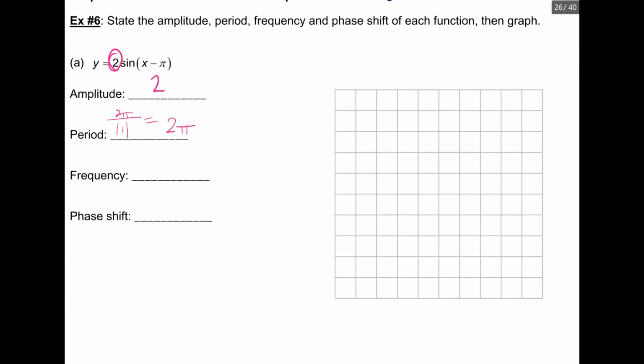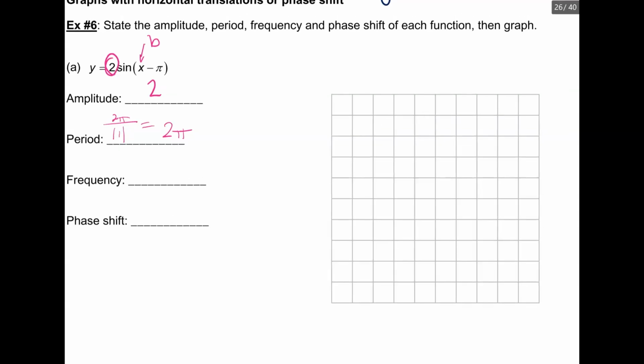2 pi? Yeah, because here the coefficient in front of the x is your b, and here it's just a coefficient of 1. Frequency, remember, frequency is the reciprocal of period. Audrey, what would the frequency here be? 1 over 2 pi. Exactly, 1 over 2 pi. Just flip it. And then the phase shift, D's not here.